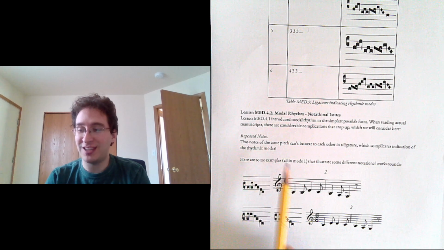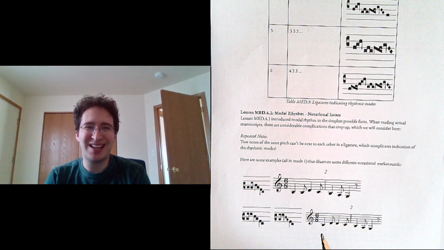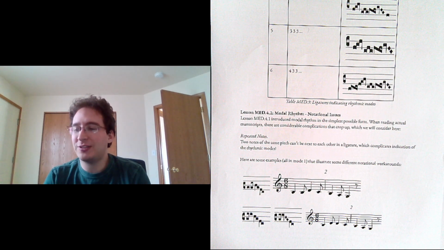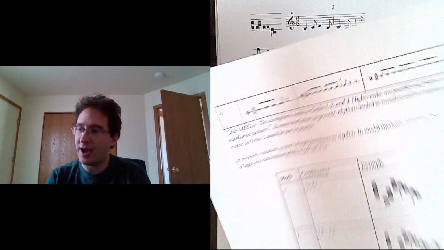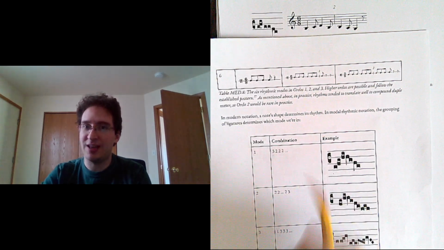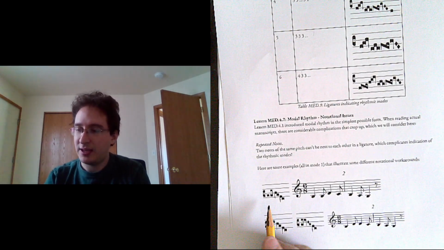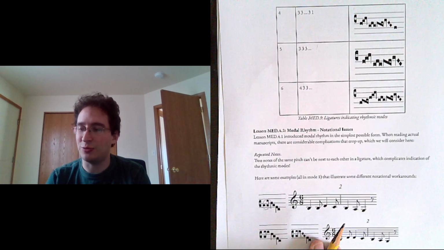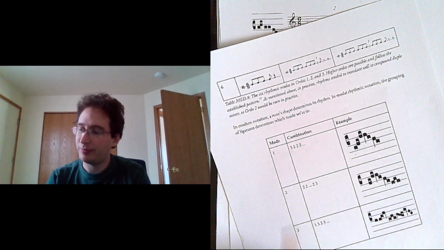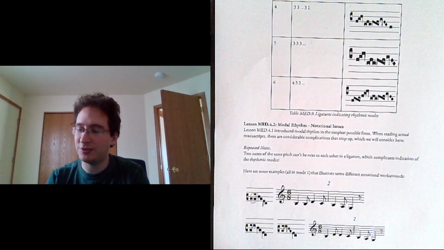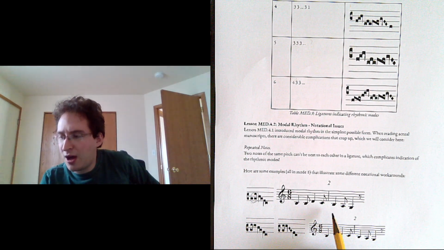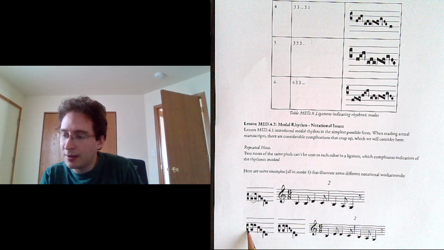If you have two notes of the same pitch in a row, you can't put them next to each other in a ligature because that's not how ligatures work. So all these are examples in mode 1. And as a reminder, mode 1 should start with 3 and then have a bunch of 2s. Here, the first two notes are the same. So that isn't a ligature of 3, it's 1 and then 2s. There's no mode that's 1 and then 2s, so we assume that that's meant to go together and become a 3.